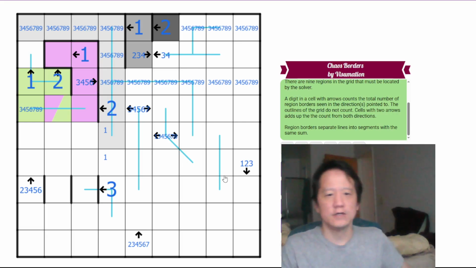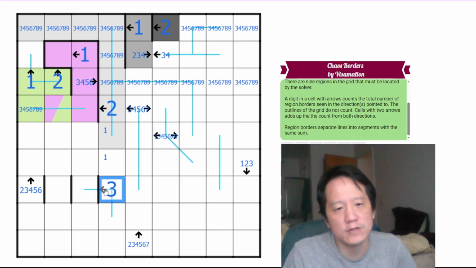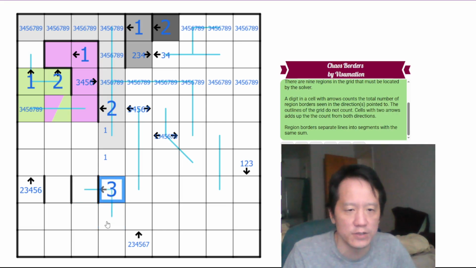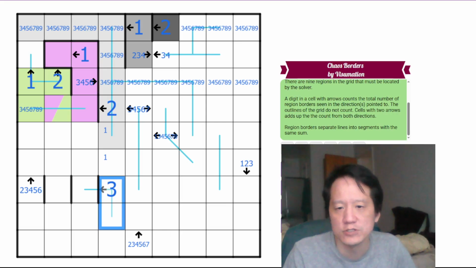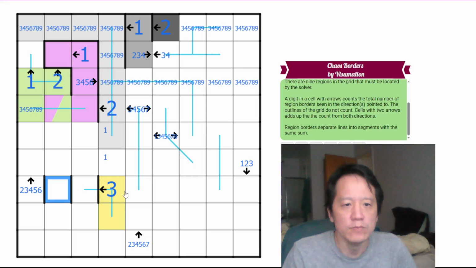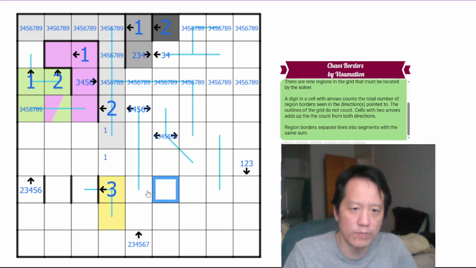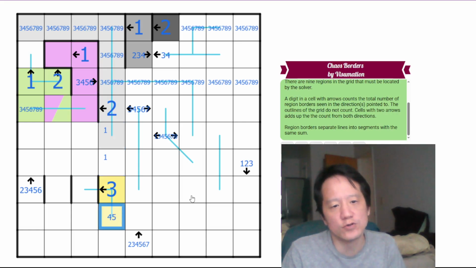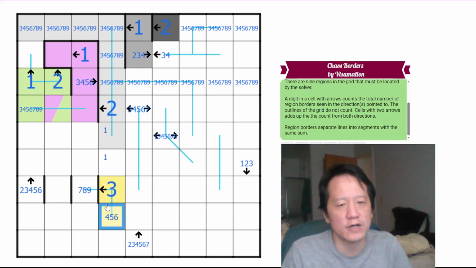That's interesting. This has to be the same region here, because if this were a separate region, you would have a 3 and a 3 here, which is not allowed. So we're going to color that yellow. Light cannot get to here. So one of these has to be like red. One of these is 1, so this is at least 4. So it's 4, 5, 6, which means this is 7, 8, or 9 here.